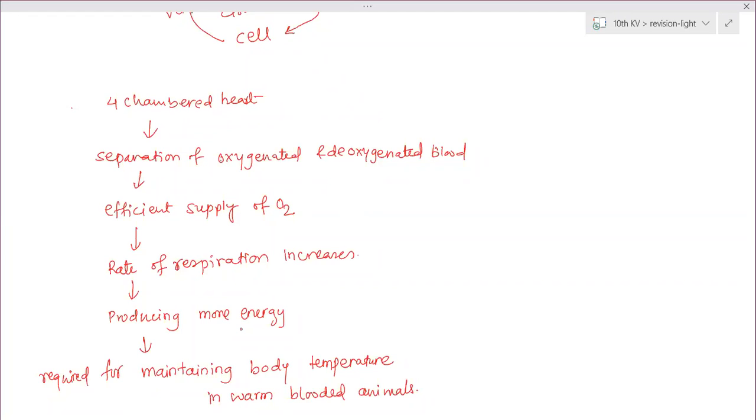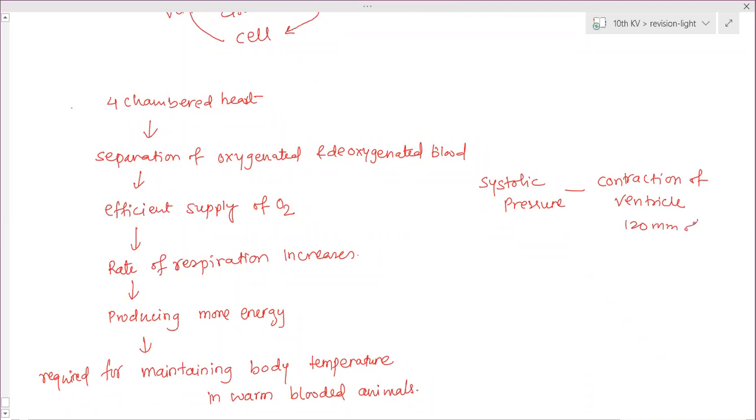So systolic pressure is created due to contraction of ventricles. At that time, the ventricle is supplying blood, pouring blood into the artery. So due to this the pressure is increased, which is 120 mm of Hg. And diastolic, when there is a relaxation of ventricles, is commonly 80 mm of Hg.